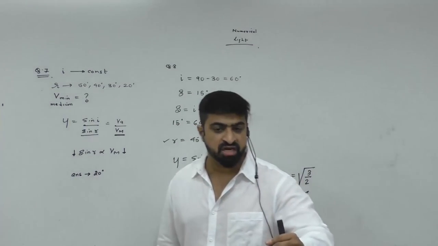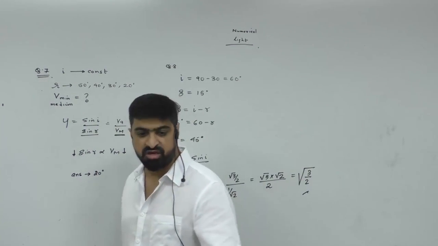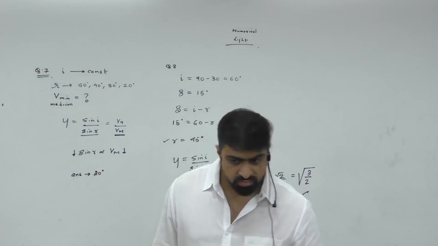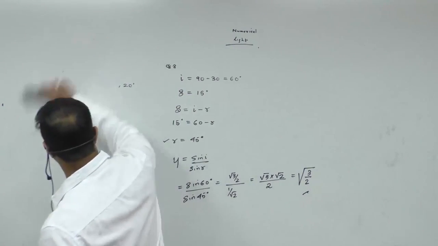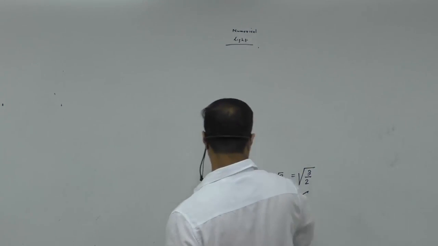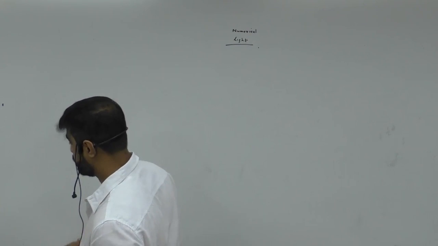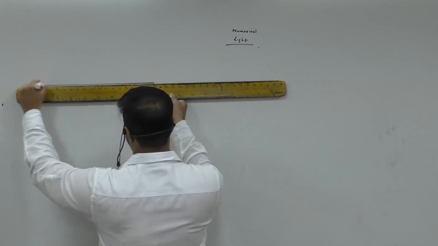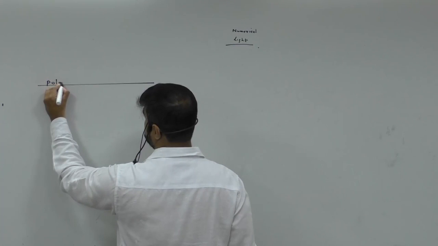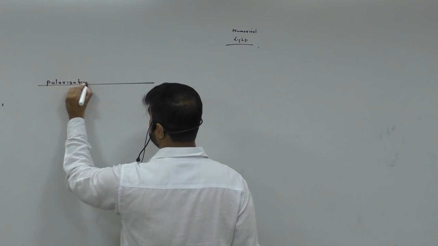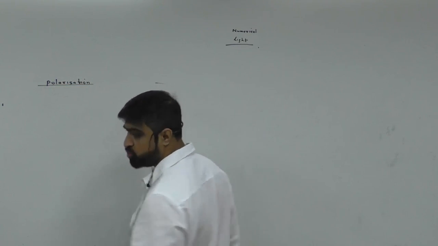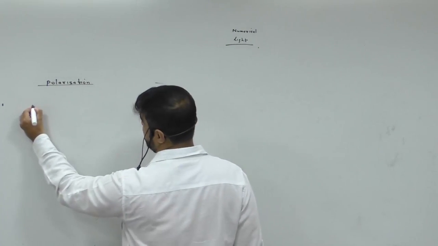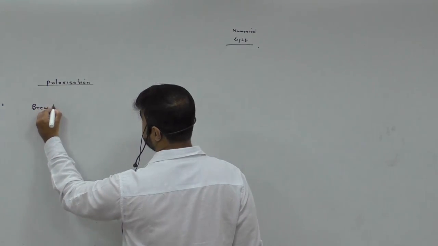Sums based on polarization. This was sums based on basic reflection, refraction. Now polarization के लिए I'll just explain the basic synopsis. We have to use सबसे पहले which is there in the portion is Brewster's law.